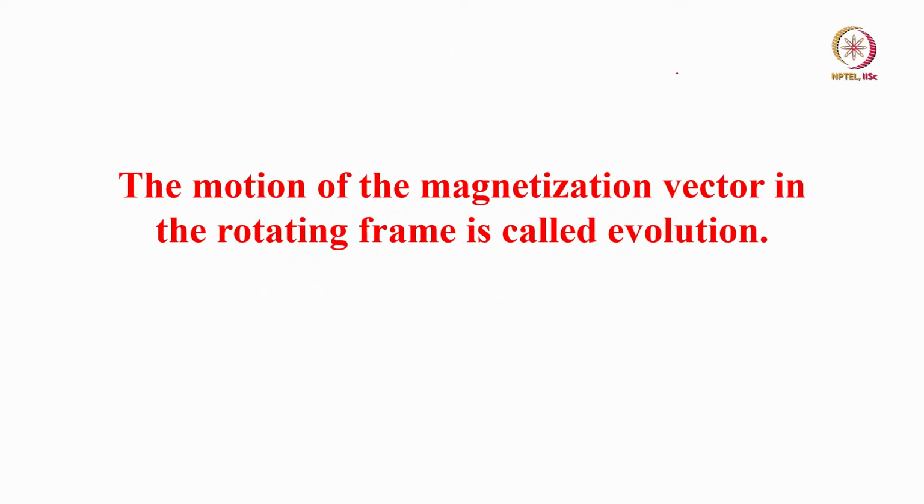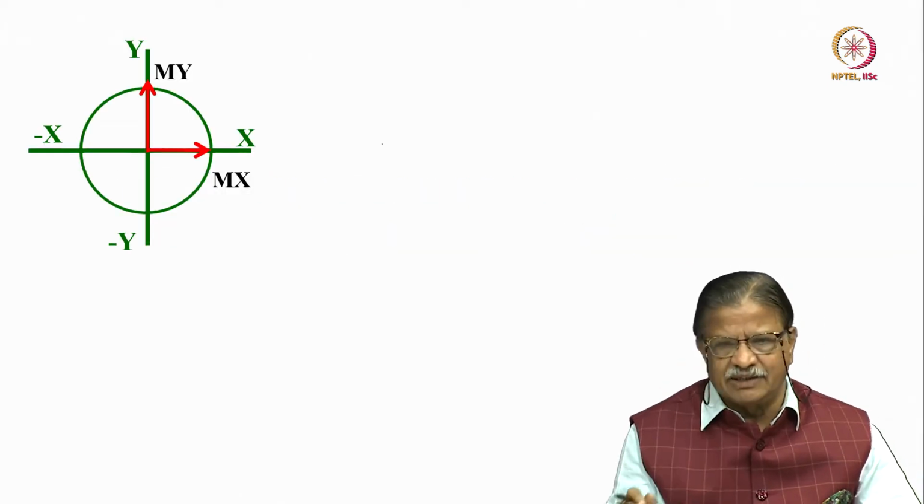Now, motion of the magnetization vector in a rotating frame is called an evolution. The rotating frame we discussed long back in the previous course. What is a rotating frame, everything, we will not go into the detail. But please remember one thing, the evolution is nothing but the rotation of the magnetization. That is what we must understand.